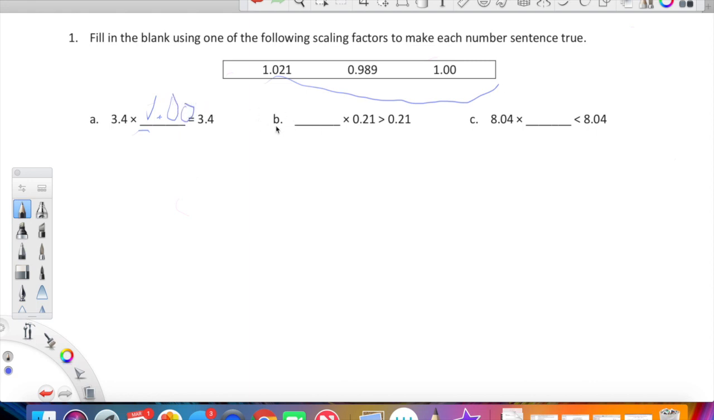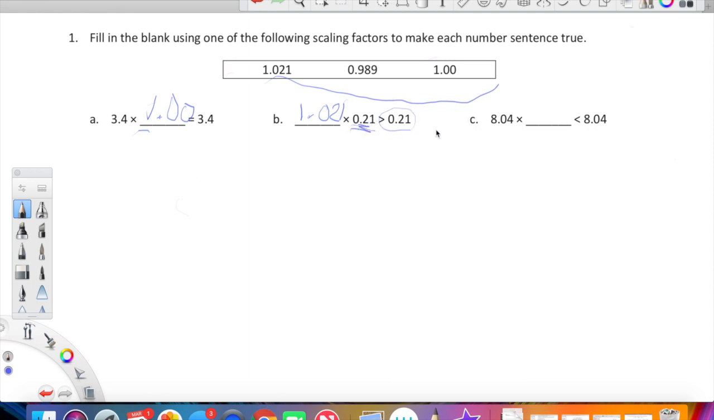That's 1.0 up. B, we have blank times 0.21 is making this one larger than this one. So we have to make this one larger. So that would mean we'd have to make it 1.021, because 1.021 is basically 0.21 with a 1 added to it, so it would make this one a larger number.